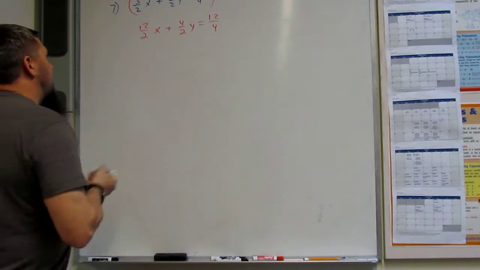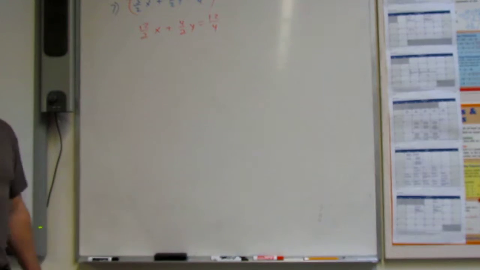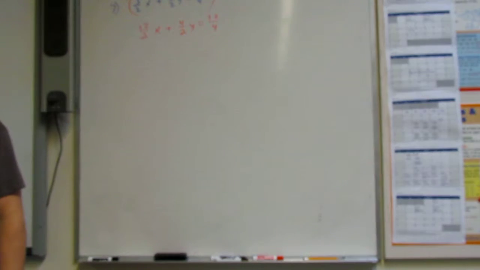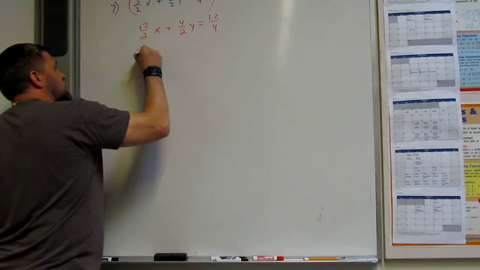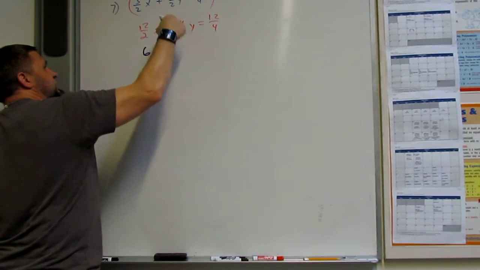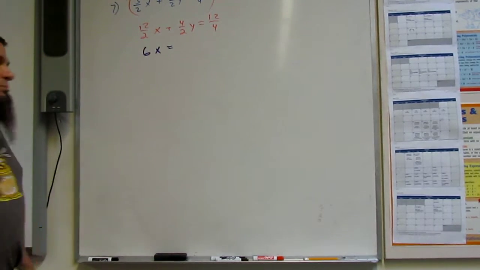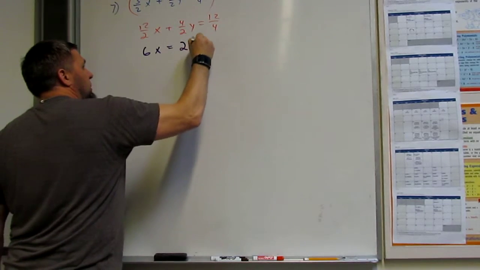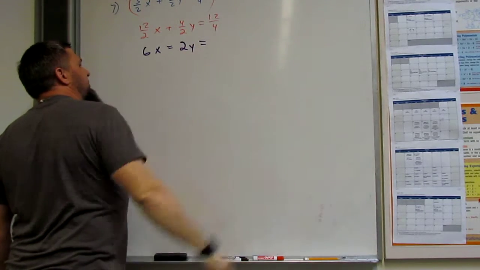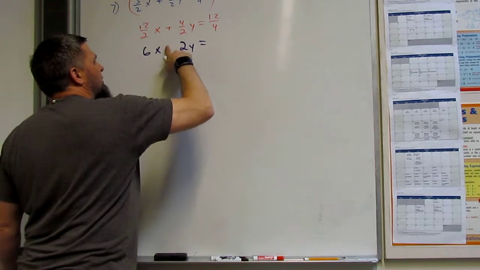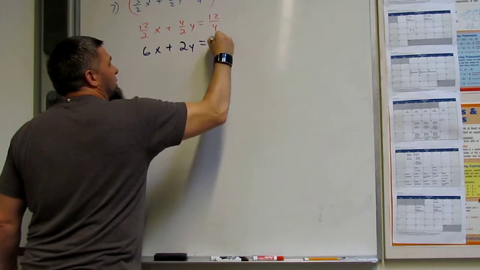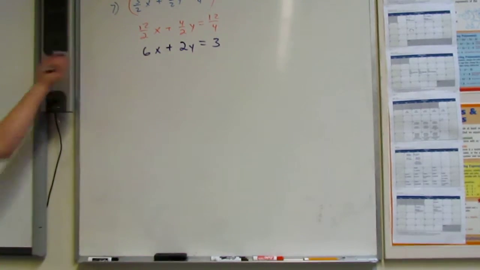Alright? So now, 2 goes into 12 how many times? 6. 2 goes into 4? 2. And 4 goes into 12? 3. That's a plus. 3. Now it looks like the last problem we did.